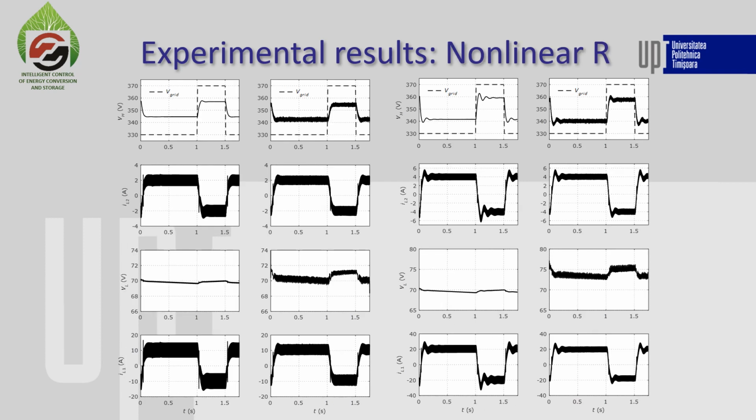Here we see the results for the nonlinear resistor method. On the left side, we see the results for lower currents, for plus minus 2 amps. And on the right side, we see the results for higher currents, for plus minus 4 amps. The results on the left, as we can see, are very similar to the Zener method, but we see a difference on the right side, where the oscillations are no more present.